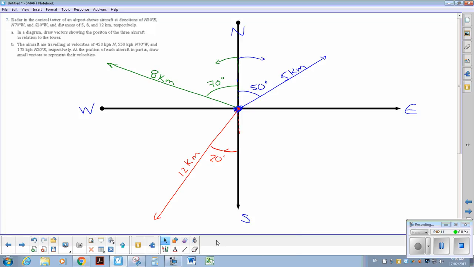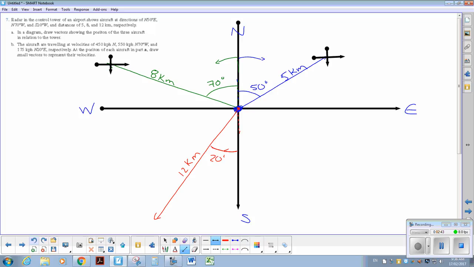B part, the aircraft is traveling at velocities of 400, 550, and 175. So each of those airplanes are going at a specific velocity. So they want us to draw a velocity vector to represent their direction. So what I'm going to do, I'm going to do it all in the same one because I made it large enough, not necessary for yourself. So on each of these vector heads, I'm going to draw a new little tiny XY axes. Try to make them so they actually look right.